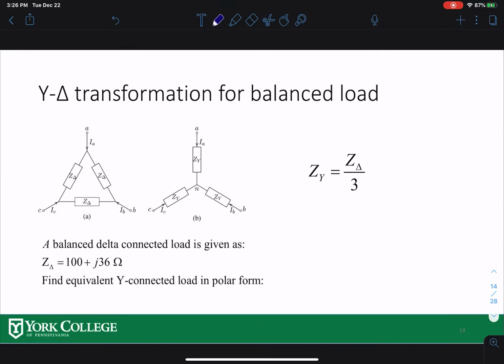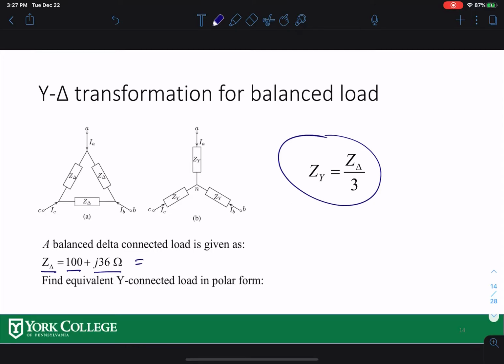If you have a delta or Y connection and they're balanced, that means all the phases have the same amount of impedance, so you can go back from delta to Y using this equation. The Y connection phase impedance is the delta connection phase impedance divided by 3. Let's say we have a delta connection here, where Z delta is 100 plus j36 ohms.